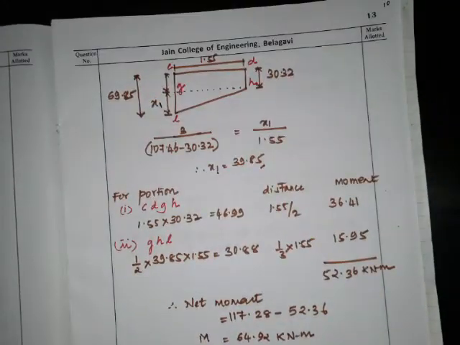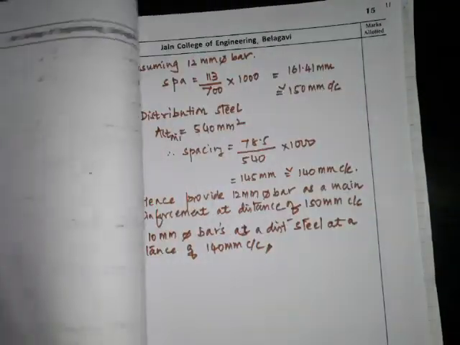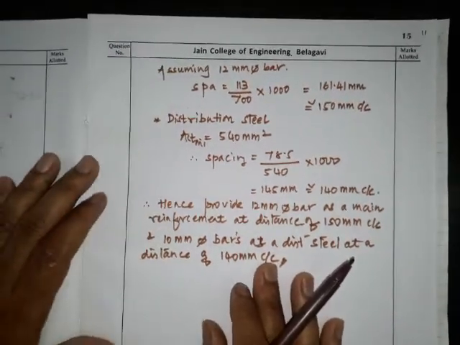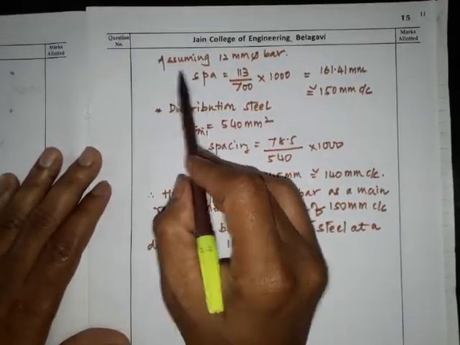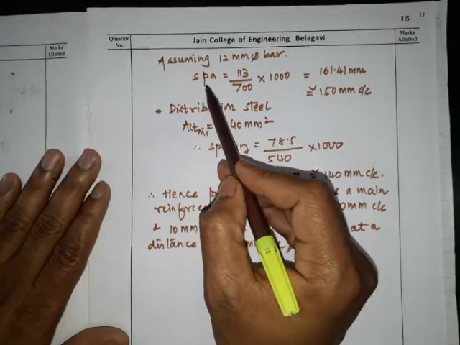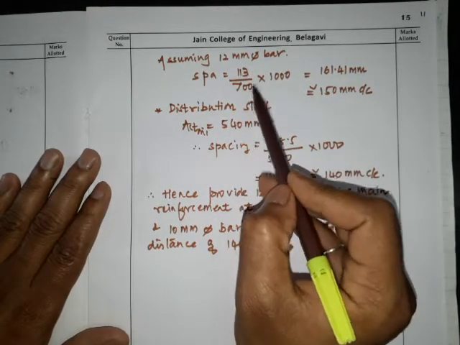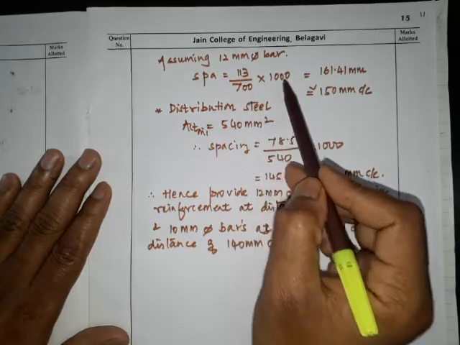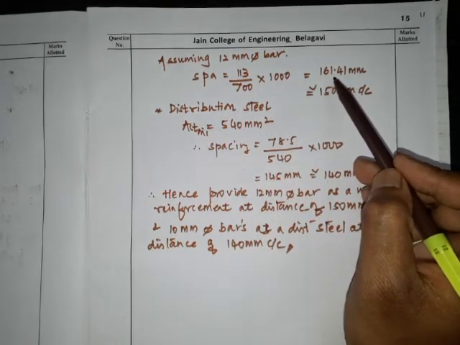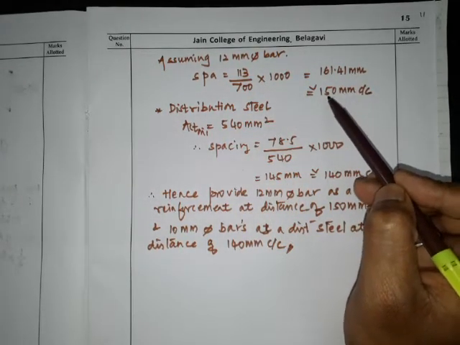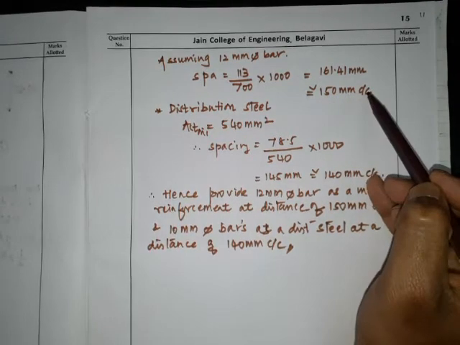Then we got spacing here. We have provided spacing also. So for main reinforcement we have assumed 12 mm dia bar. So the spacing is area of one bar divided by total area into B. So we got 161.41, but I'll round figure to 150 mm center to center.